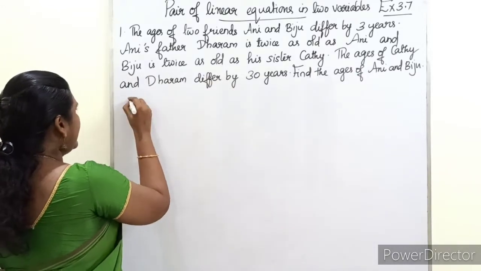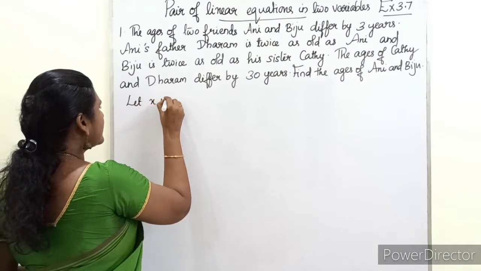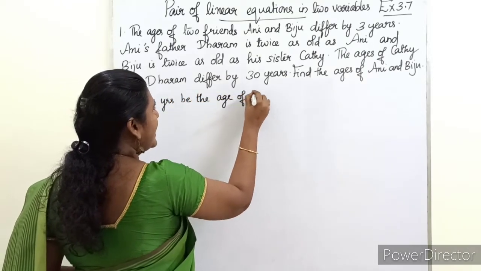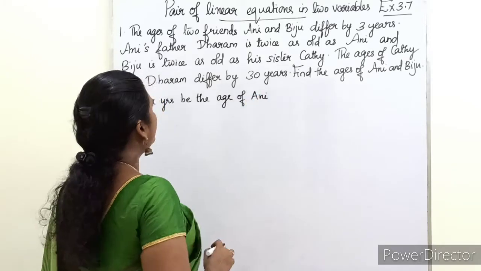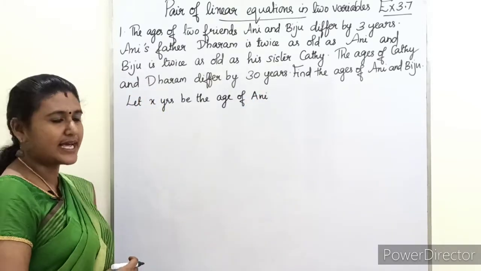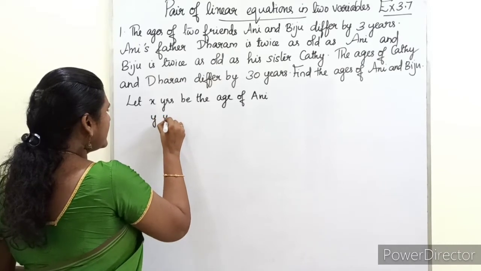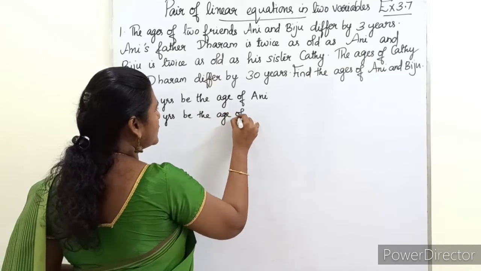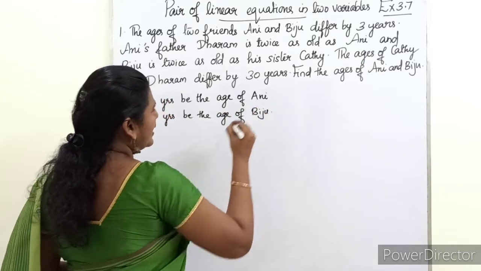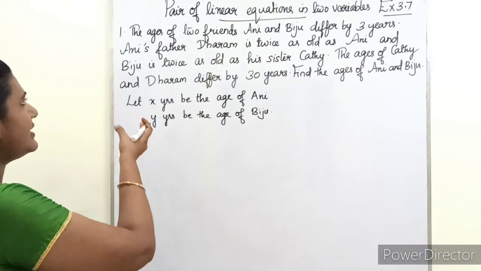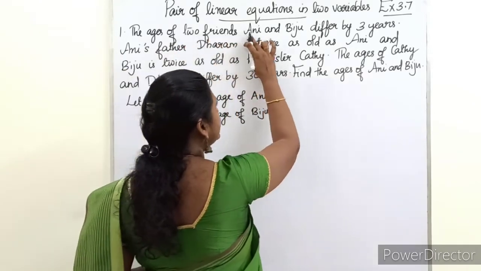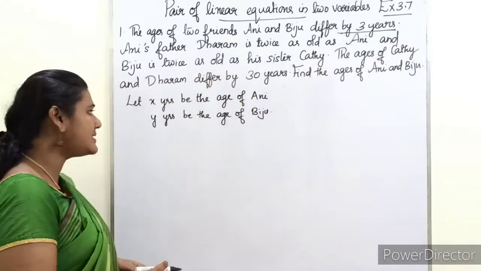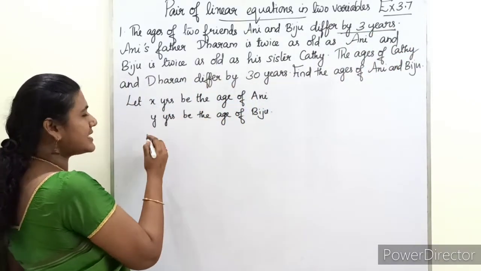So we will take, let X years be the age of Annie and Y years be the age of Biju. Now what is given in the first statement? The ages of the two friends Annie and Biju differ by 3 years. That is, the difference of their ages is 3 years.